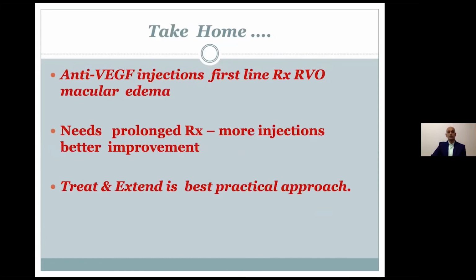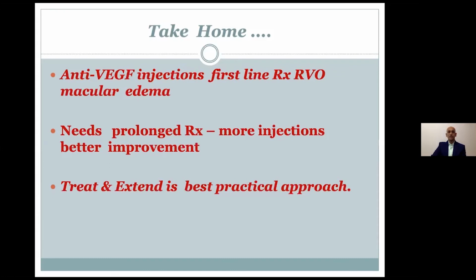So the take home is that anti-VEGF injections are, of course, the first line treatment for retinal vein occlusion macular edema. As I said, the options are Eylea, aflibercept, ranibizumab, Lucentis, or bevacizumab, Avastin. All these three are equally efficacious. Eylea and Lucentis have a much better safety profile because they come as single use. With Avastin, sometimes we have seen inflammatory reactions. There are now other molecules also, what we call biosimilars, like razumab or conbercept. These are different biosimilars, but they may not be consistent in their action from batch to batch.